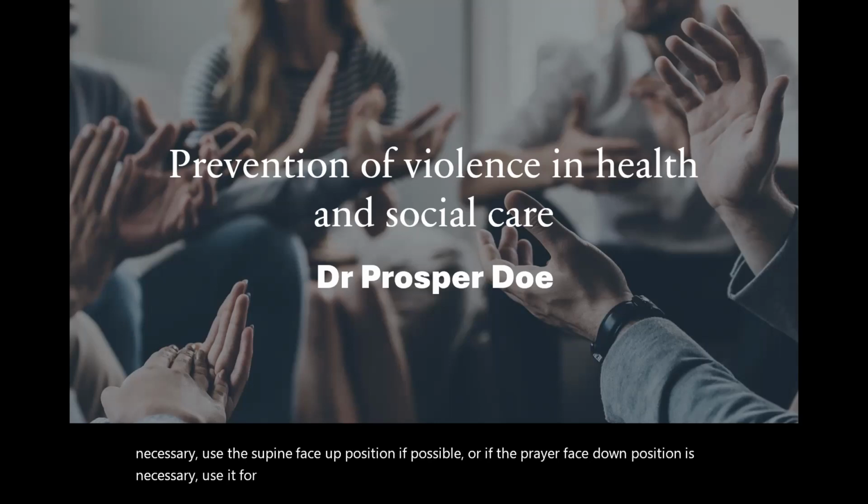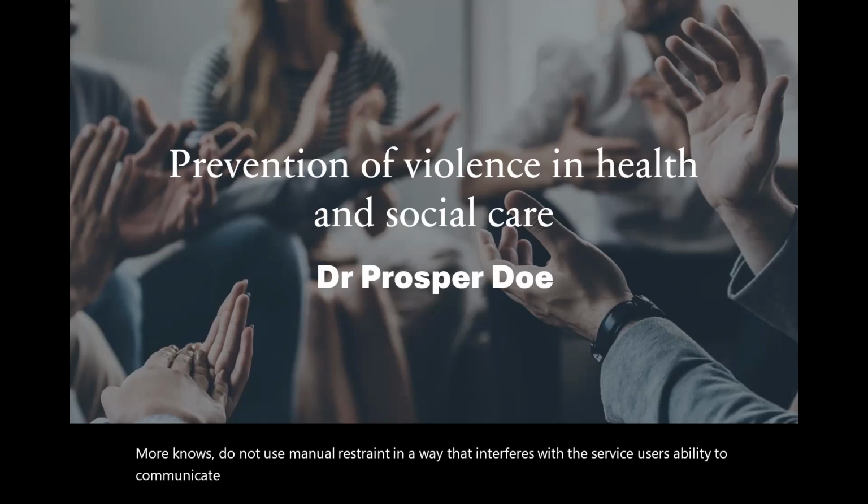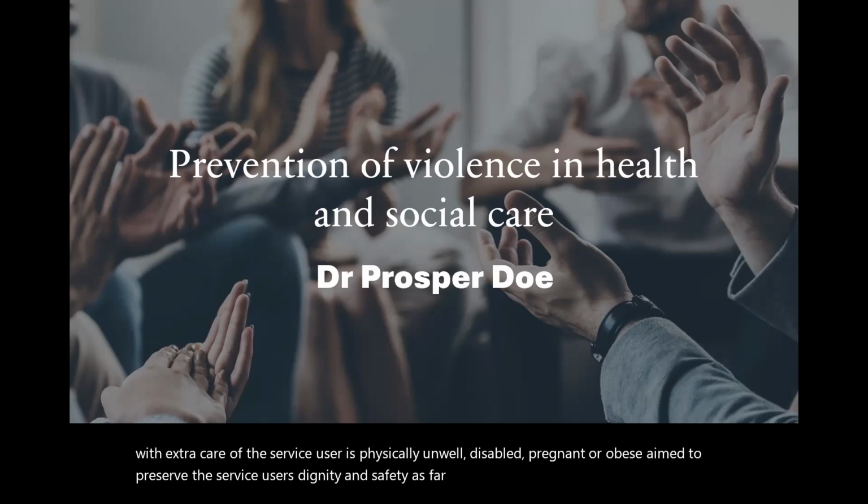Do not use manual restraint in a way that interferes with the service user's airway, breathing, or circulation, for example by applying pressure to the rib cage, neck or abdomen, or obstructing the mouth or nose. Do not use manual restraint in a way that interferes with the service user's ability to communicate, for example by obstructing the eyes, ears, or mouth. Undertake manual restraint with extra care if the service user is physically unwell, disabled, pregnant, or obese. Aim to preserve the service user's dignity and safety as far as possible during manual restraint.